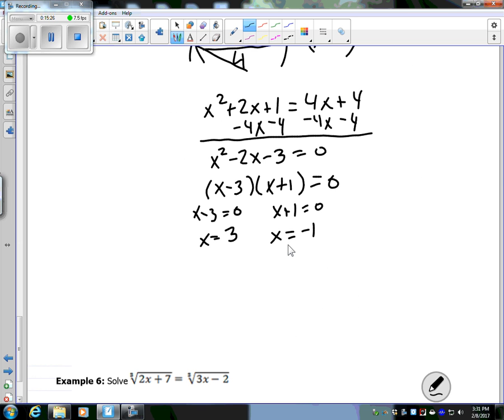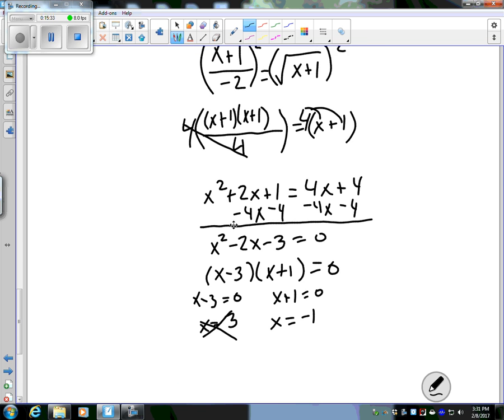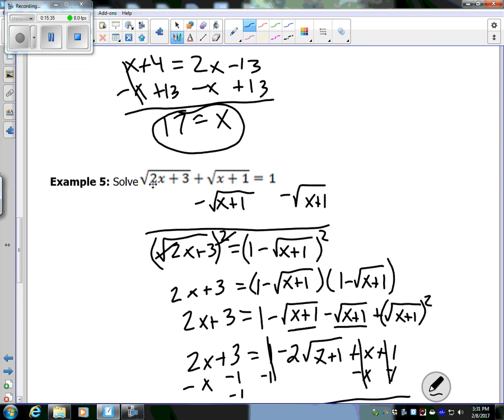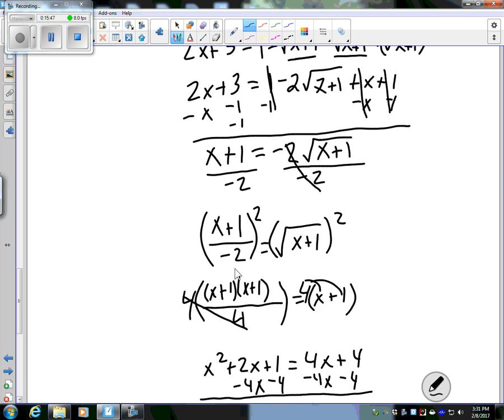That's extraneous. Let's substitute in -1. 2 times -1 is -2, plus 3 is 1. Square root of 1 is 1, so this is 1. -1 plus 1 is 0. Square root of 0 is 0. So we have 1 equals 1. That's good. So that's a quick check. So x equals -1 is your only solution.